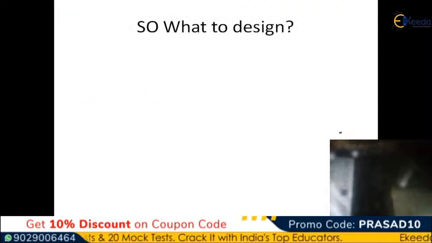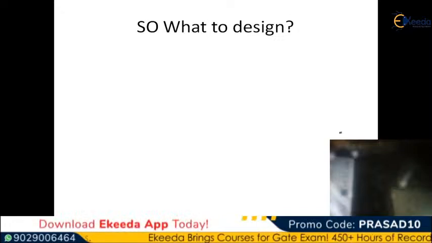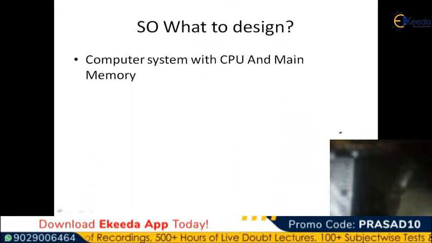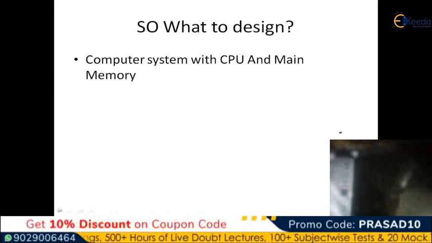So here, being a designer, what should we design? What is the thing that is needed to be designed here? Again, we are designing a computer system, aren't we? If you want to design a computer system, being an architectural guy, what is the thing that you need to design? Simple things. First of all, we need to design a CPU and a main memory, because main memory is going to hold the programs and CPU is going to execute the programs.